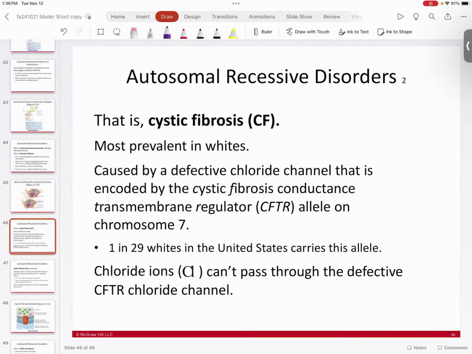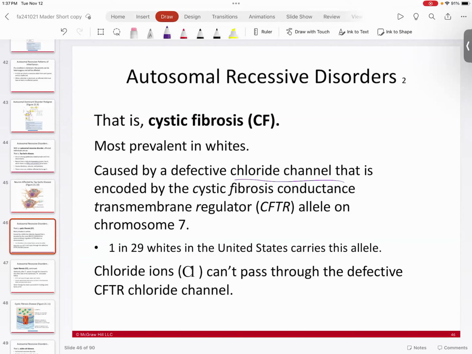Cystic fibrosis is another one. This is really high in frequency in Caucasian groups. This is basically a mutation in a chloride channel, which allows you to move the chloride ion across the cell. And so this channel has a really big name, right? The cystic fibrosis transmembrane conductance regulator allele on chromosome 7. So we have a lot of individuals who carry this allele.